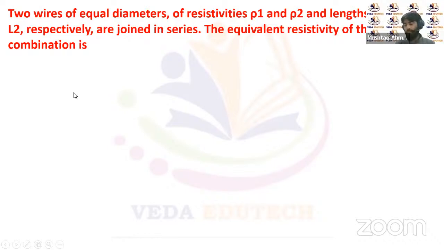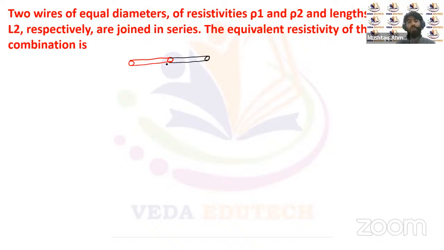So let's try to solve another question here. We can see on the screen there's a very important question. Two wires of equal diameters, with resistivities rho 1 and rho 2 and lengths L1 and L2. Let's make two wires here. This is wire 1, and let's suppose this is wire 2 with black color.